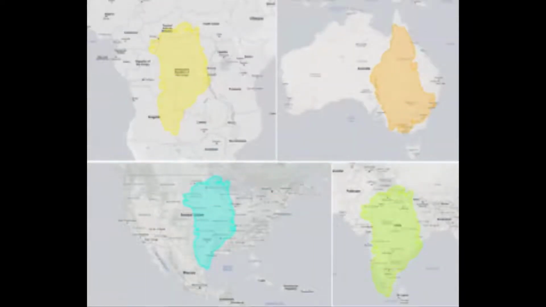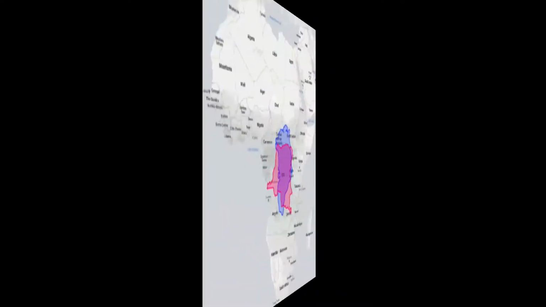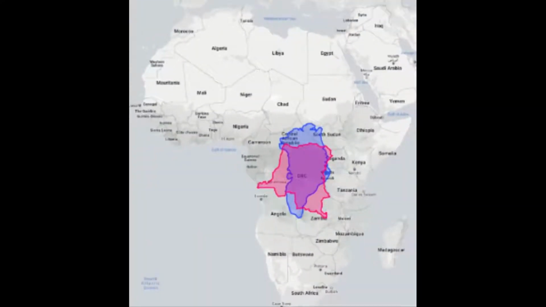Take a good and close look at this map. In the top left, this is how Greenland fits into the Democratic Republic of Congo. The map on the top right is how Greenland fits into the continent of Australia. At the bottom left, Greenland in blue is able to fit approximately 4 times into the United States of America. And in the map on the bottom right, this is how Greenland is able to fit into India. Another picture to look at would be what you see here. Check out the true size of Greenland when compared to the Democratic Republic of Congo.